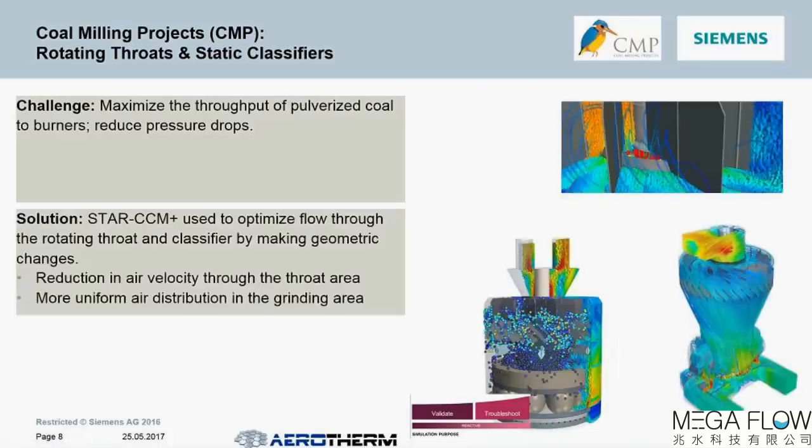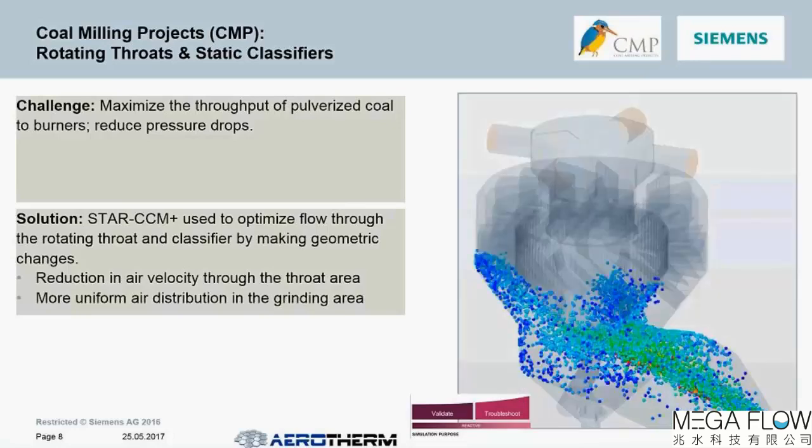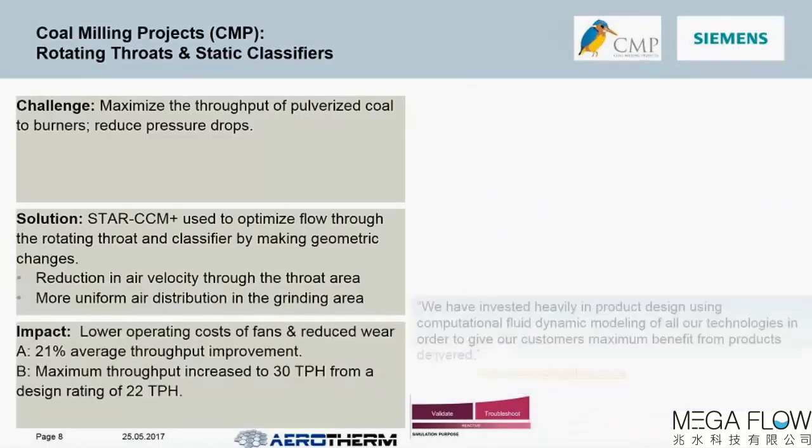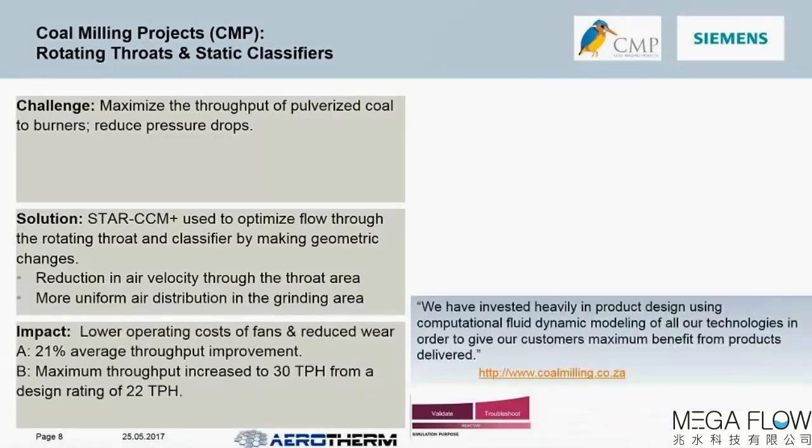In this case, STAR-CCM+ was used to optimize the flow through the rotating throat and the classifier by making geometric changes so that a reduction in air velocity is achieved, as well as a more uniform air distribution in the grinding area. The result in multiple projects was seen, and typically it meant lowering of the operating cost of the fans that are used, as well as reducing the wear in these equipment.